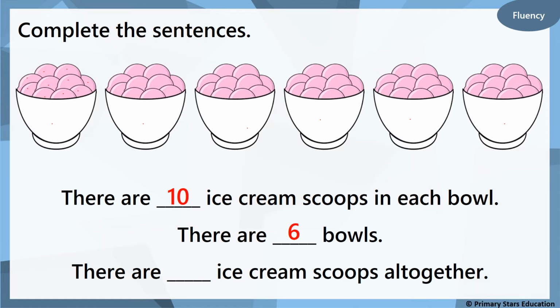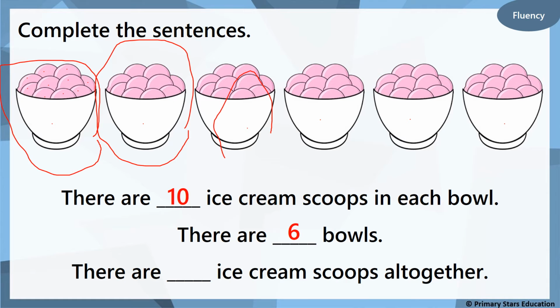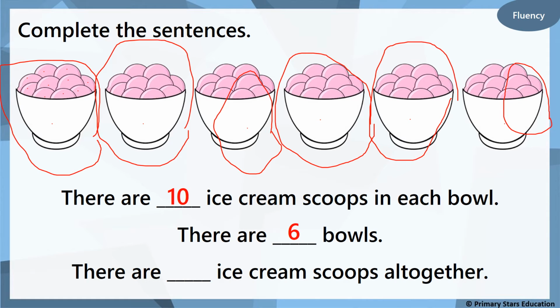Well done if you can. Let's count up in tens to check. Ready? 10, 20, 30, 40, 50, 60. Ooh, fantastic. There are 60 ice cream scoops altogether.